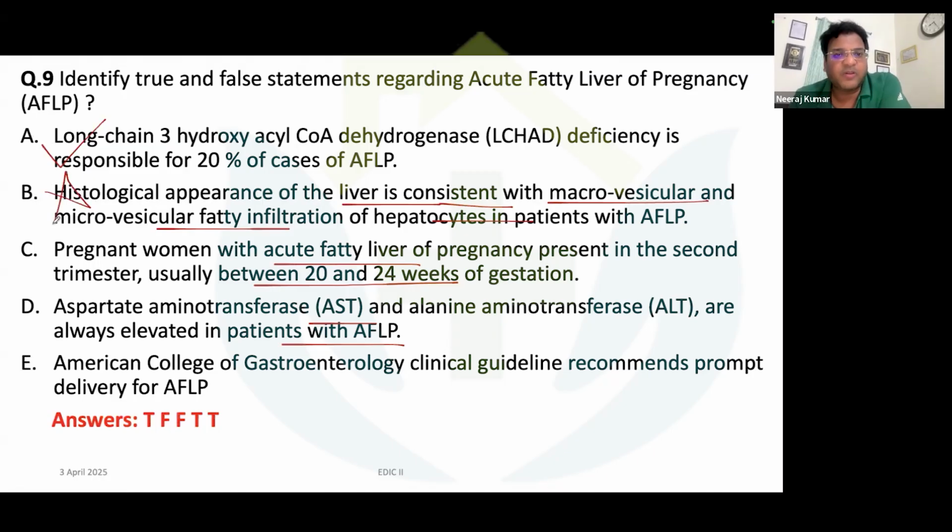Second option is not true because it causes microvascular fatty acid infiltration, not macrovascular. And the third option is again false. Pregnancy with AFLP presents in the second trimester, no, not in 20 to 24 weeks. Second, mostly third, then intrapartum, and then postpartum. And then these AST and ALT are elevated, but not much elevated. What is being elevated in viral hepatitis? Last option, ACOG also defines clear-cut clinical guidelines that you deliver this patient as soon as possible.